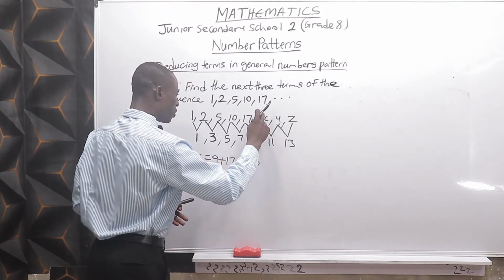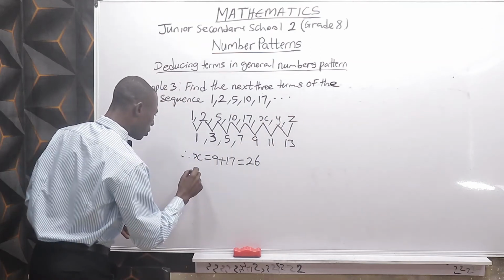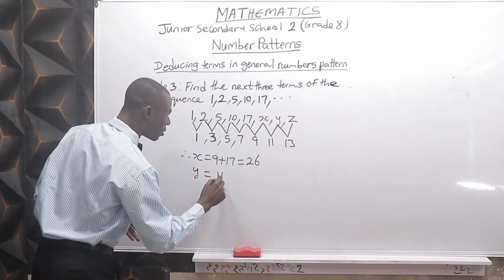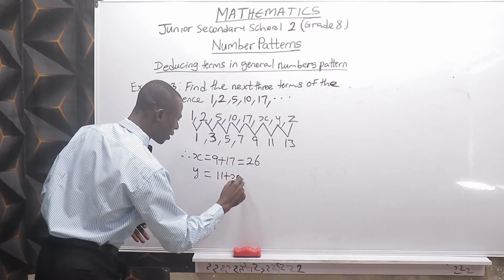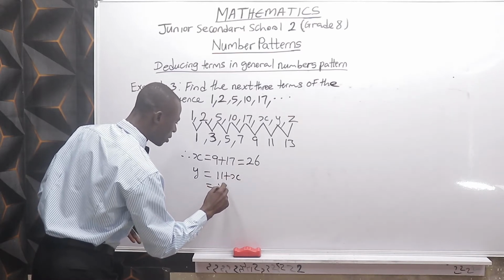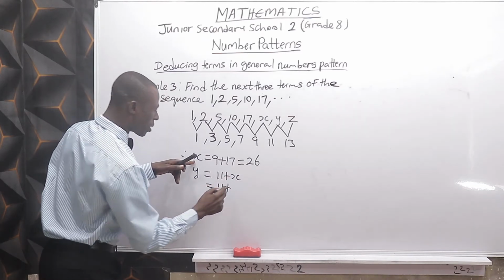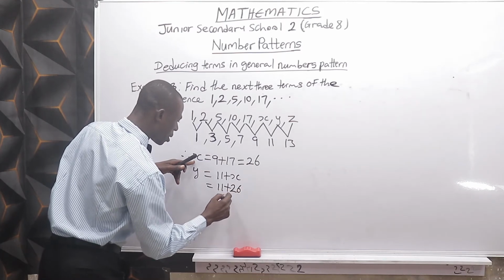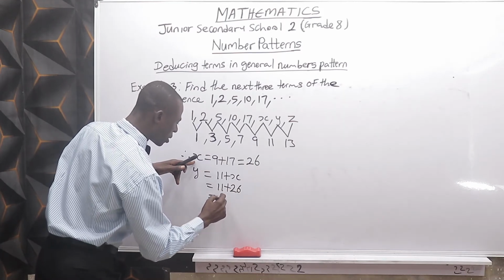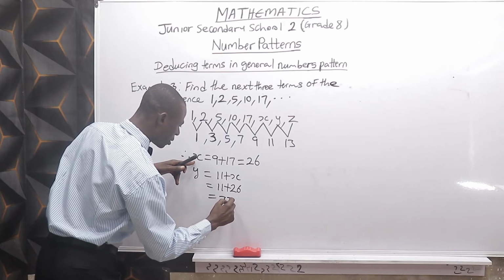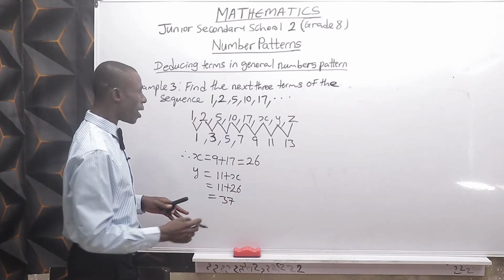11 plus x gives y. That is, y is 11 plus x. That is 11 plus, the value of x here is 26. And 11 plus 26 is 37. So that is that about that.